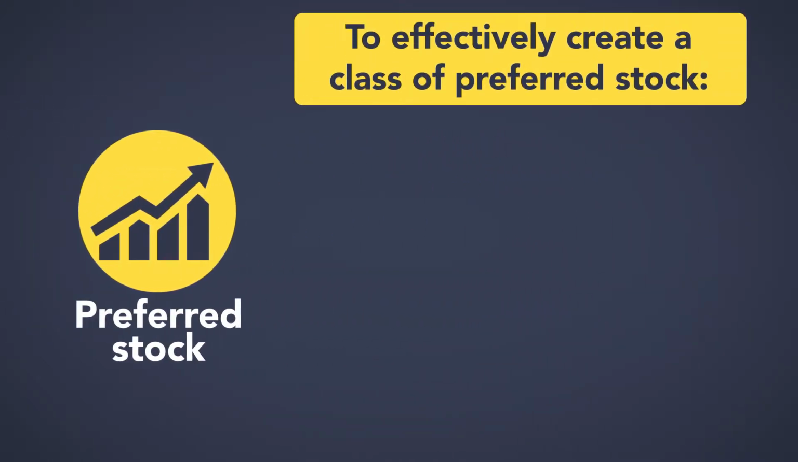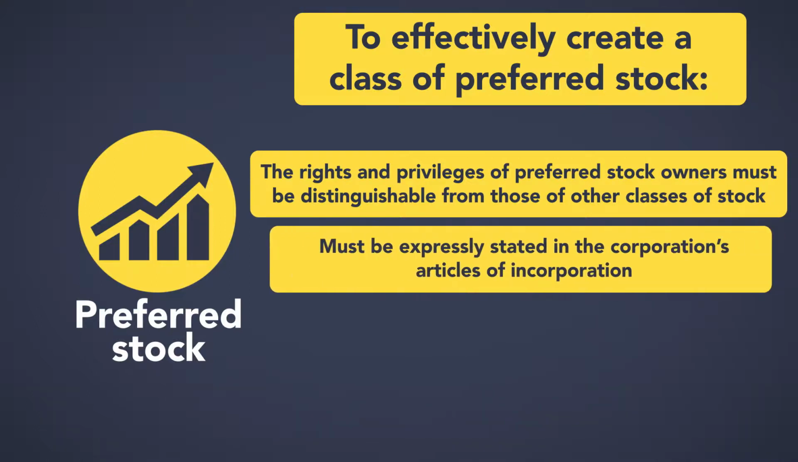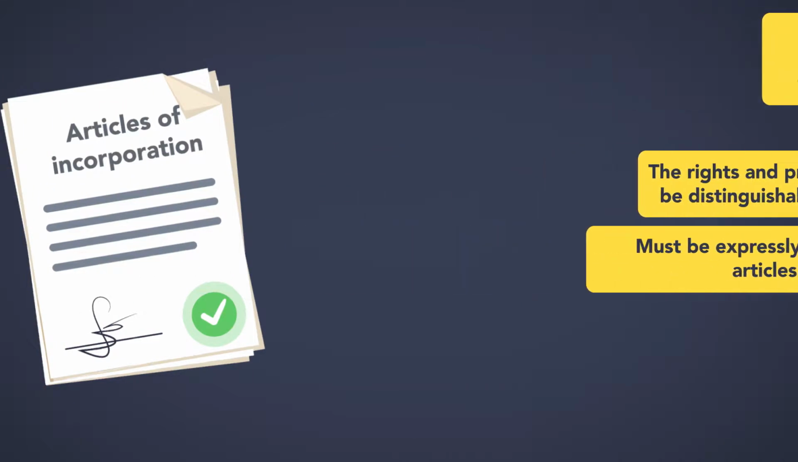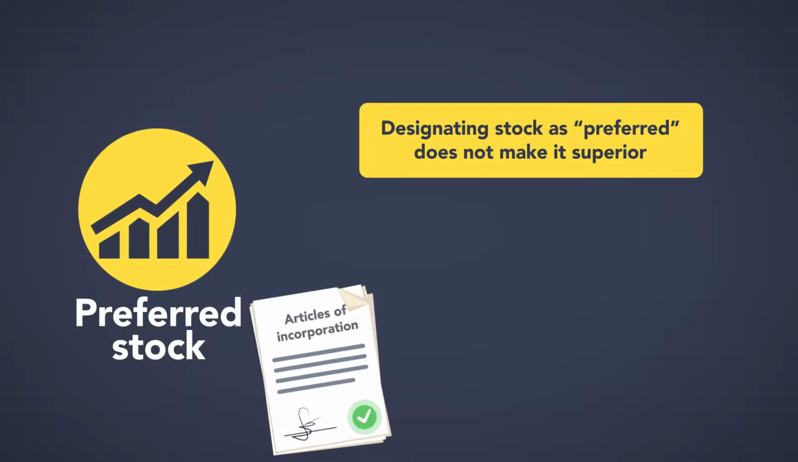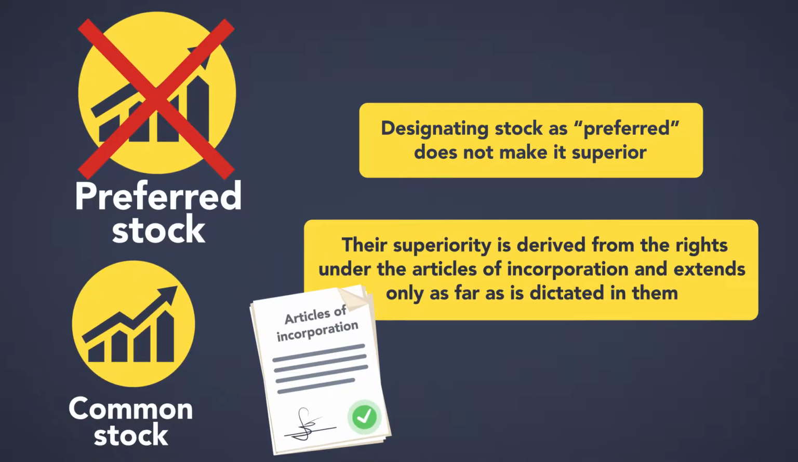To effectively create a class of preferred stock, the rights and privileges of preferred stock owners must be distinguishable from those of the owners of other classes of stock and must be expressly stated in the corporation's articles of incorporation. Simply designating stock as preferred does not make it superior, as their superiority is derived from the rights under the articles of incorporation and extends only as far as is dictated in them.